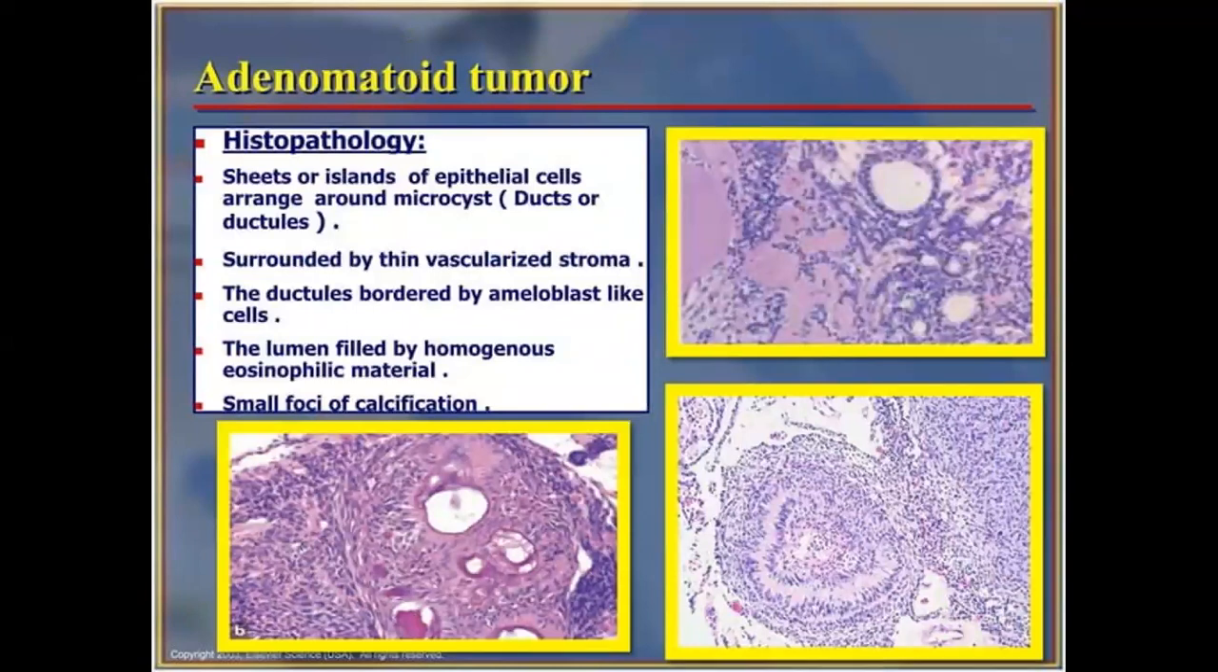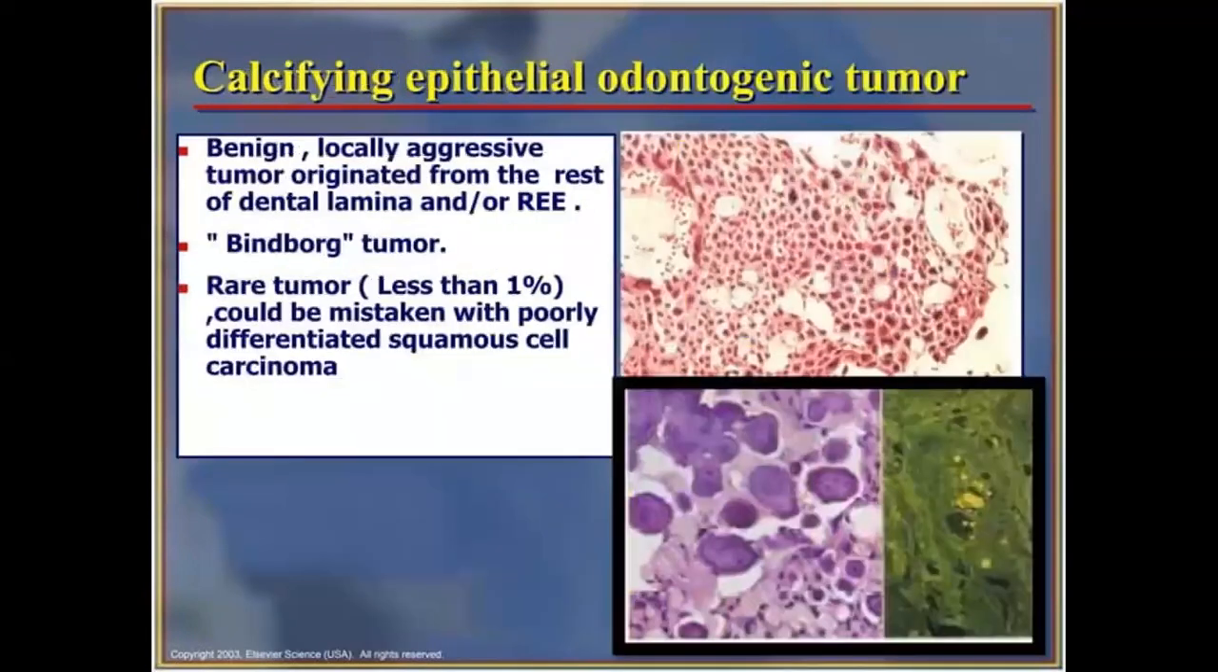Adenomatoid tumor, from the point of view of histopathology: sheets or islands of epithelial cells arranged around microcysts, ducts or ductals, like here, surrounded by thin vascularized stroma. The ductals are bordered by ameloblast-like cells, the lumen filled by homogeneous material. There are small foci of calcification.